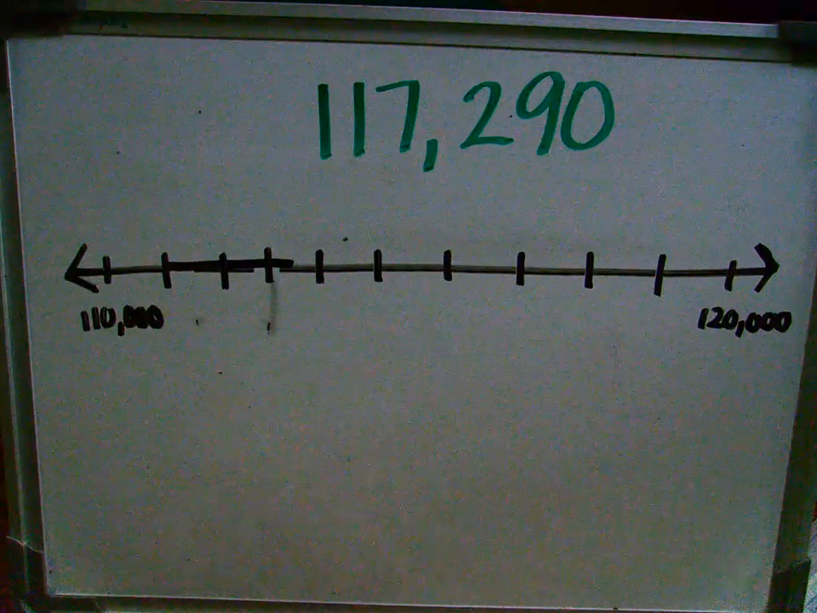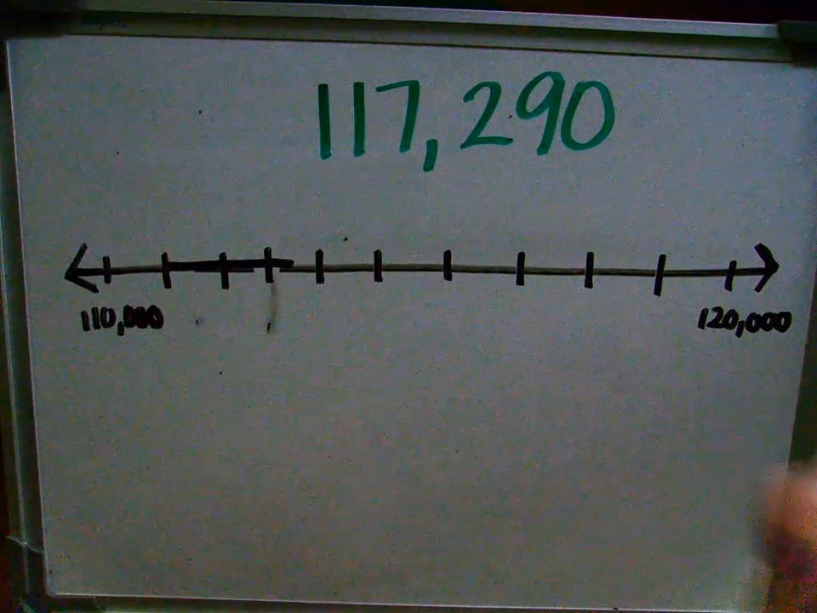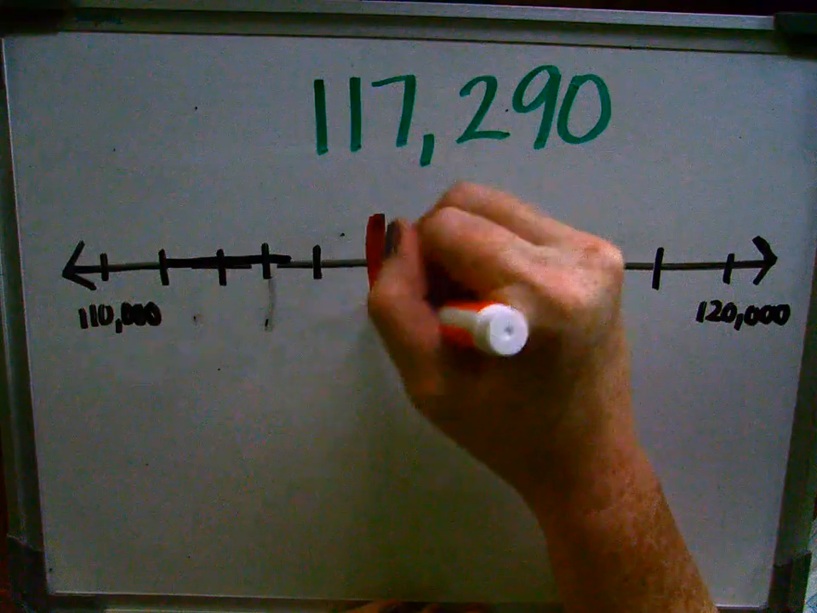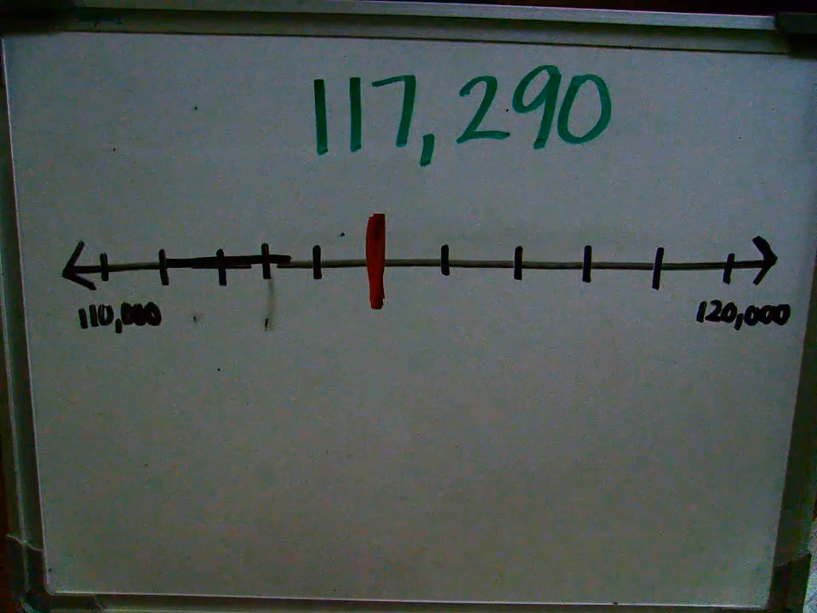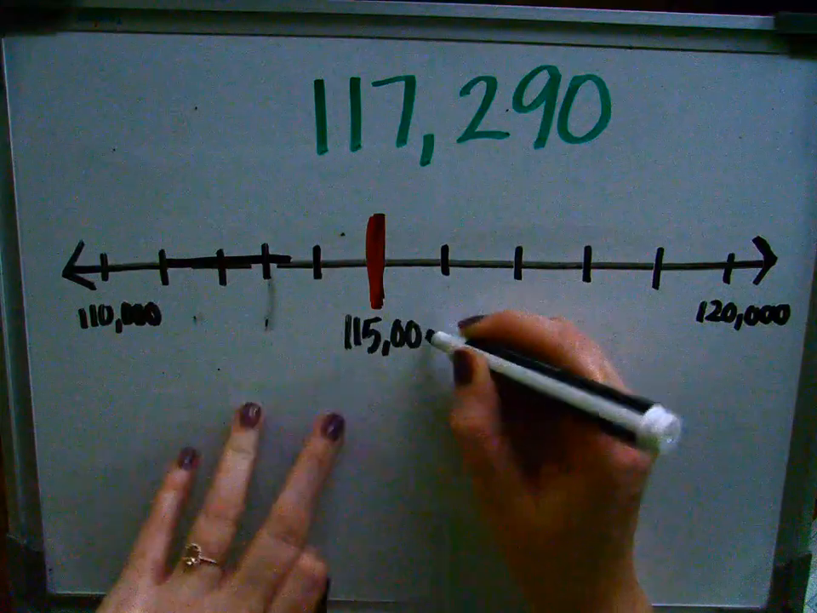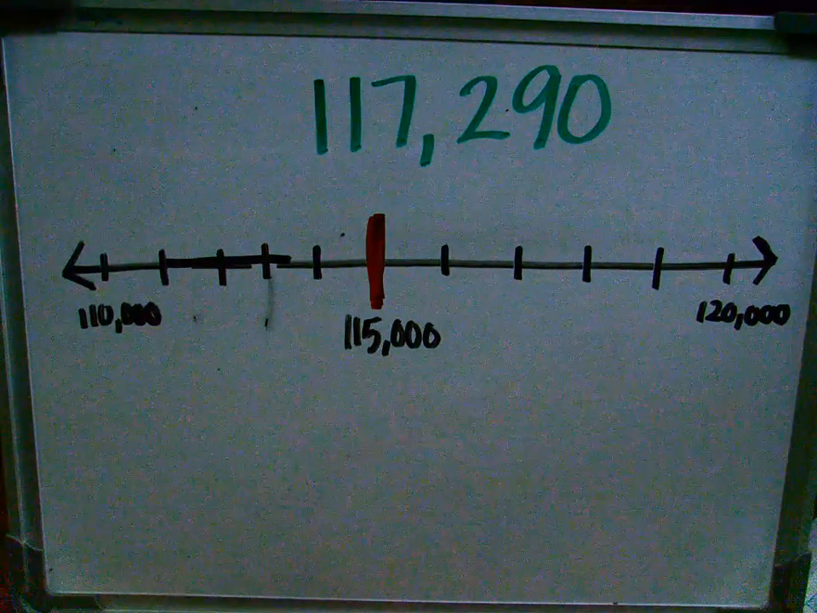This right here, and I'm going to use a different color, I'm going to use orange. This one right here is our halfway point. So this is halfway in between 110,000 and 120,000. And I'm just going to label it to help you get a better visual of what I'm saying. So right here is 115,000, right in between the two numbers.